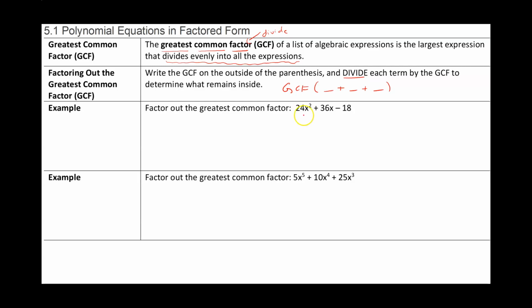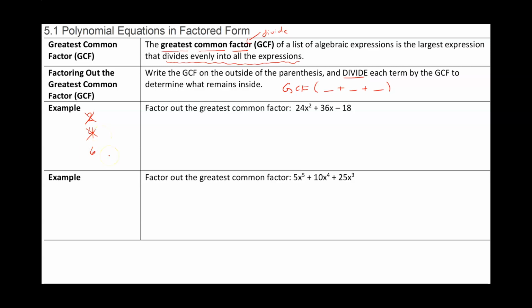So we have 24x squared plus 36x minus 18. We want to find the biggest number that can divide 24, 36, and 18. All right, so I'll give you some examples. I know that 2 can divide 24, 2 can divide 36, 2 can divide 18. So that is a common factor of 24, 36, and 18, but that's not the greatest common factor. Well, what about 4? 4 can divide 24, 4 can divide 36, but 4 can't divide 18. So that doesn't work because it's not a common factor. It doesn't divide 18. All right, what about 6?